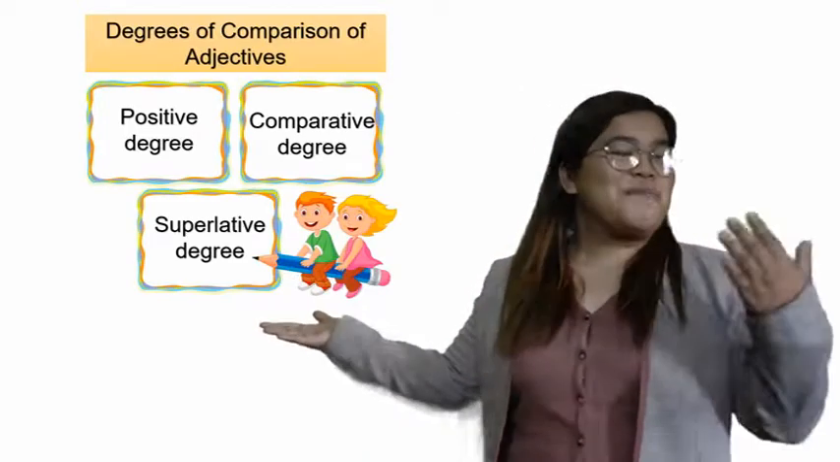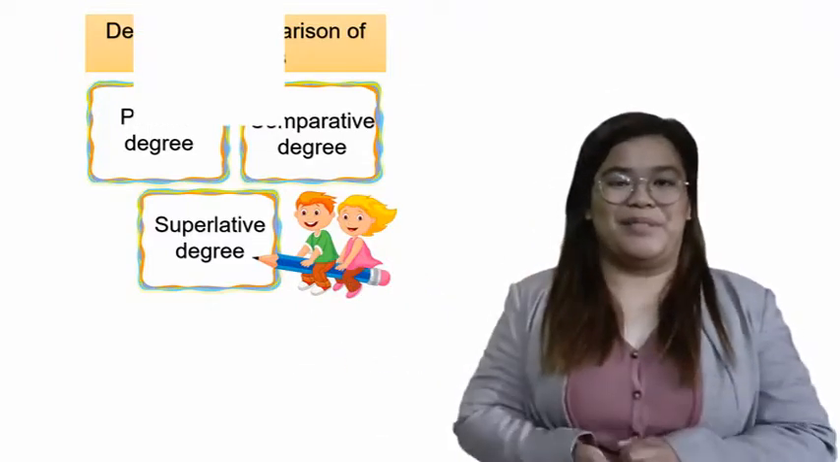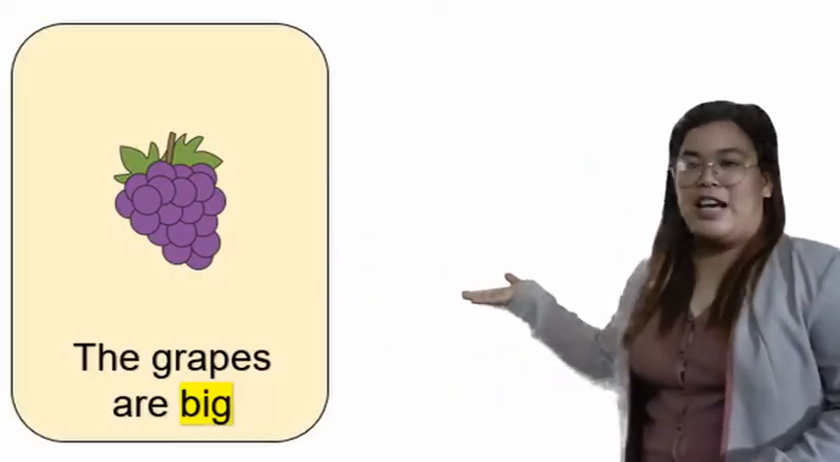Adjectives can be used to compare things. All right, so there are 3 degrees of adjectives. The positive degree, the comparative degree, and the superlative degree of adjectives. So let's go first with the positive degree. In the positive degree, it shows no comparison. For example, the grapes are big. So in this sentence, the adjective is big. Okay, very good. So big describes grapes. Okay, that's right. Good job. High five, precious.